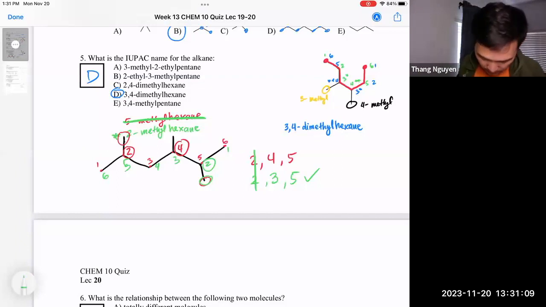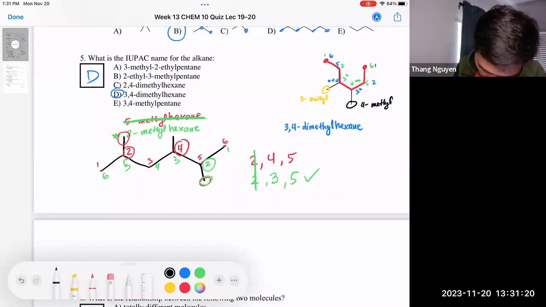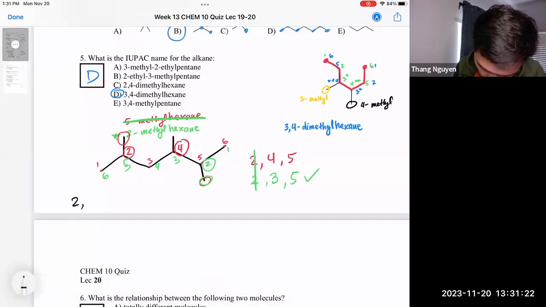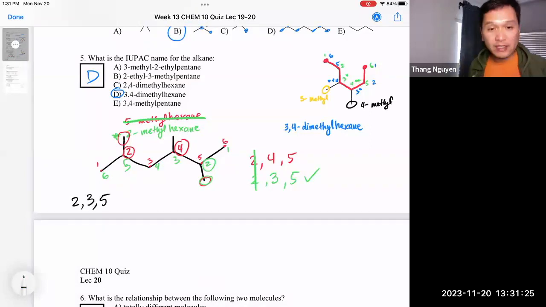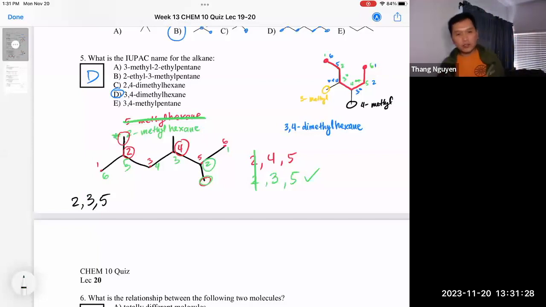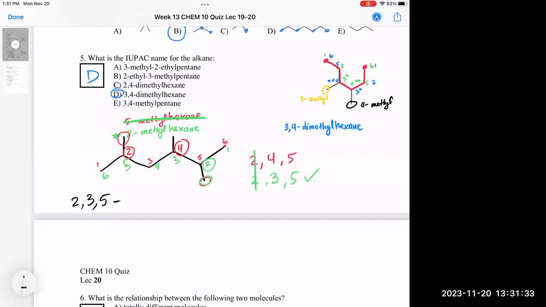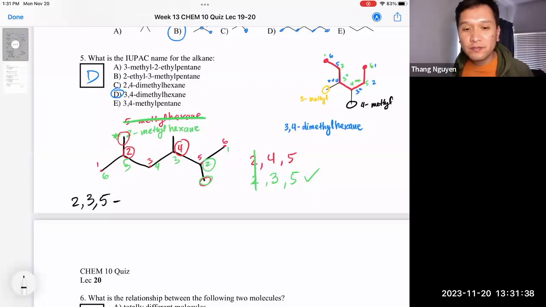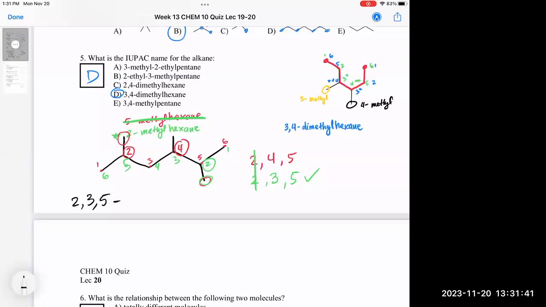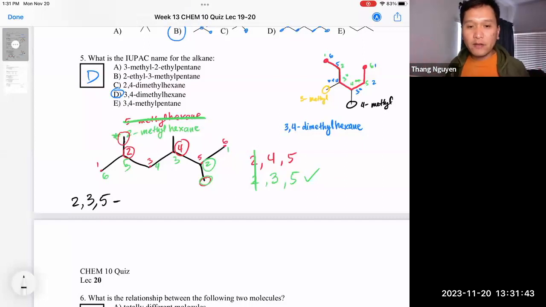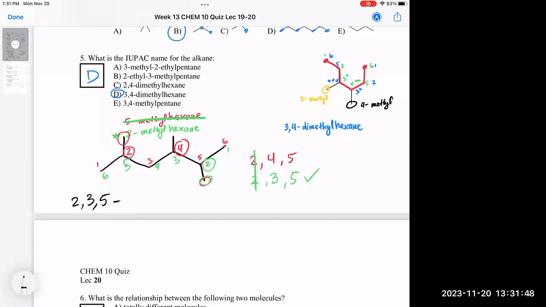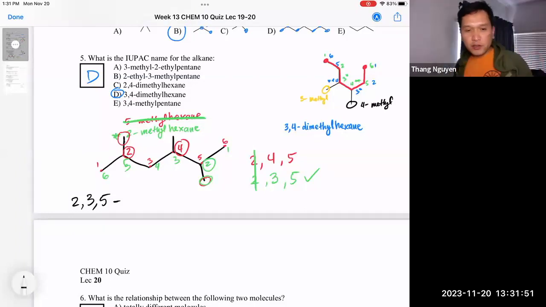So let's name it for real. It's still a hexane, and then there's 2, 3, 5. Every single time a substituent appears, you have to give a locant to it. How do we know what the substituent is? The longest chain is the parent chain. Anything that is not a part of the longest chain, we call a substituent. So even though all 3 substituents are identical, we still have to put 2, 3, 5.